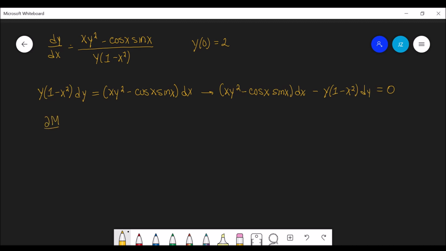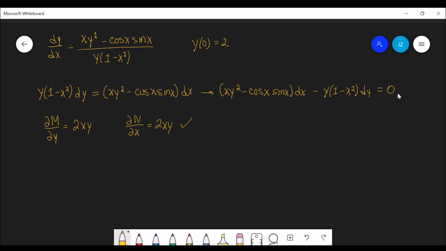So partial m partial y is 2xy, partial n partial x is also 2xy. Good, this is exact. Now in the previous two examples, I started with partial f partial x. However, if we look now, what's easier to do? Integrating this function with respect to x, or integrating this function with respect to y? Well, the answer is integrating this with respect to y. So that's where I'm going to start.